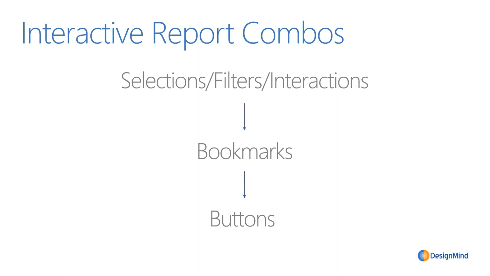Correct. That's a great point, Christian. Just to summarize all of the concepts that we talked about, I would like to call this an interactive report combo. In the first step, we make sure that we have the right selections, the right filters, and the right interactions. We set them as bookmarks, and then after the bookmarks appear, we push them into buttons, and then we can put the buttons on the reports, and that's how the whole combo works. Once you master this combo, making an interactive report is extremely easy.